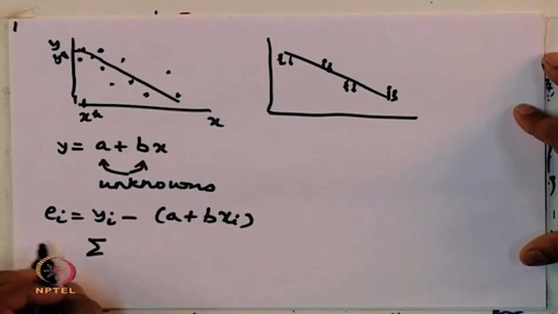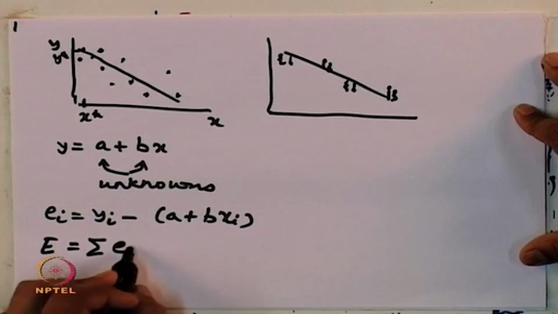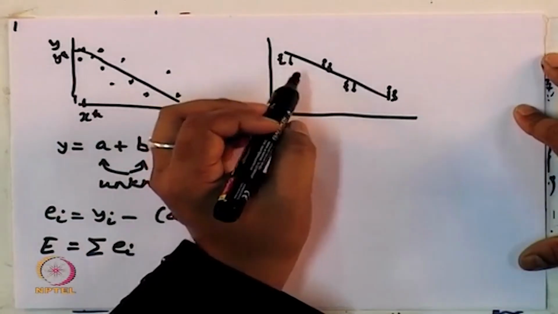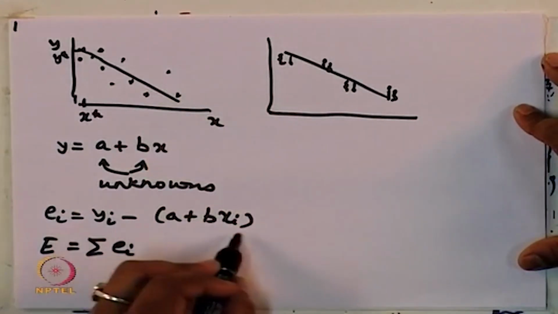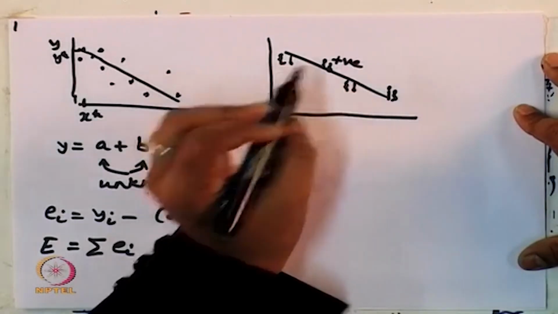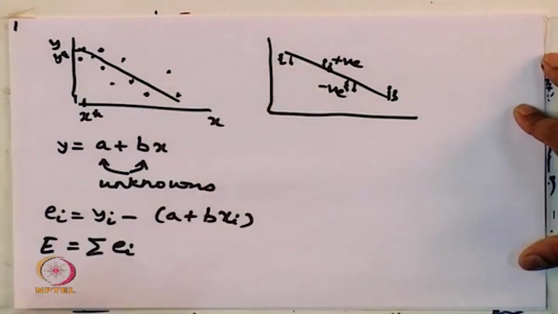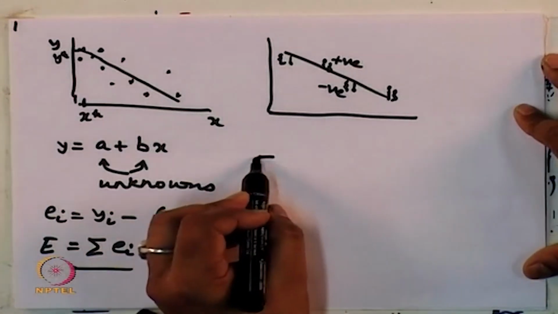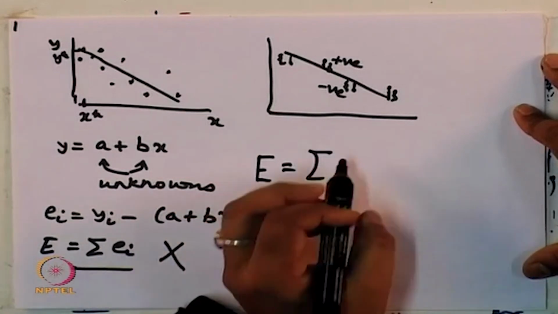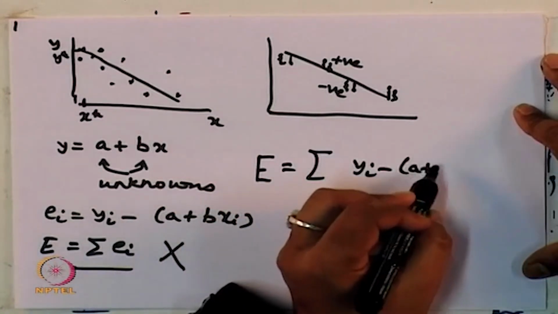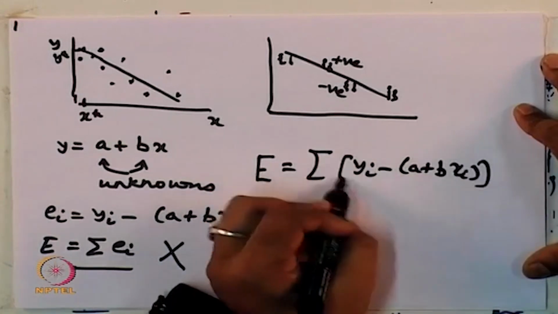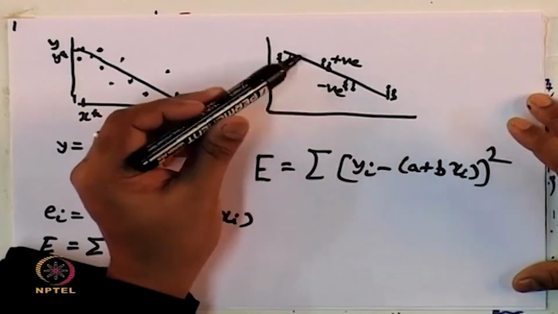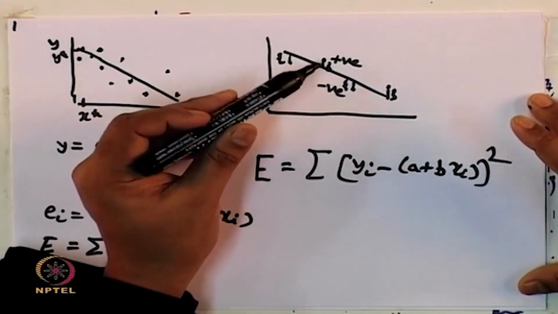Now, if you simply take total E as the summation of ei, this will underestimate the true error, because some errors are positive, when y is greater than a plus bxi, and some are negative. These will cancel each other, hence this is not the approach to take. So, what you minimize is E is equal to the summation of (yi minus (a plus bxi)) whole square. Square means you are minimizing the net deviation without considering whether it is positive or negative.